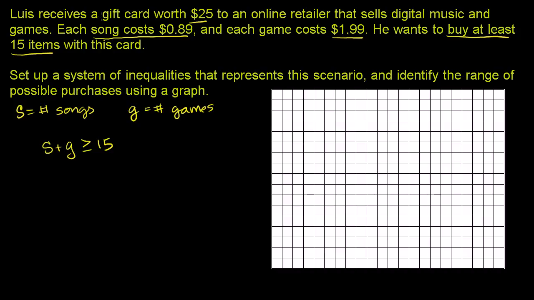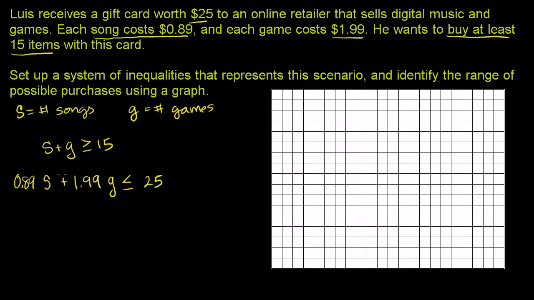And then the other constraint is the gift card is worth $25. So the amount that he spends on songs plus the amount that he spends on games has to be less than or equal to 25. The amount that he spends on songs is the number of songs he buys times the cost per song, 89 cents, so 0.89 times S, plus the cost per game, which is $1.99, times the number of games. This is the total amount that he spends, and that has to be less than or equal to 25.